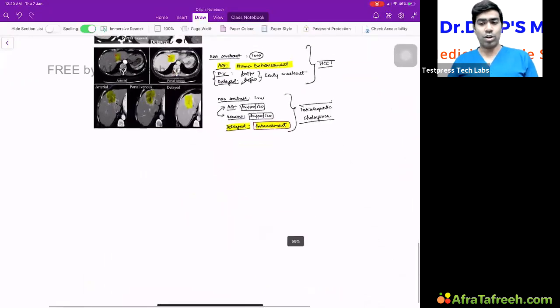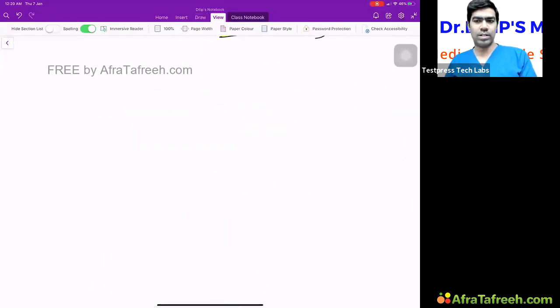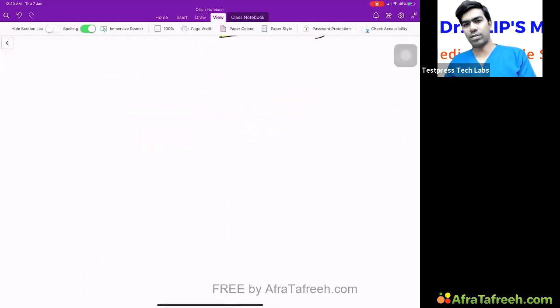So these are the important tumors that you need to know for exams, especially the CT is very important for liver masses. So out of all these things, if they ask you the single most important thing that you need to remember, that is hepatocellular cancer. That is the single most important thing that you need to remember. There will be a hypodense lesion in non-contrast CT.